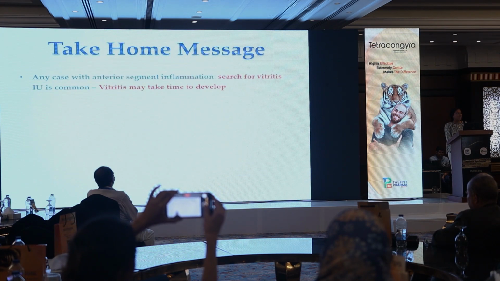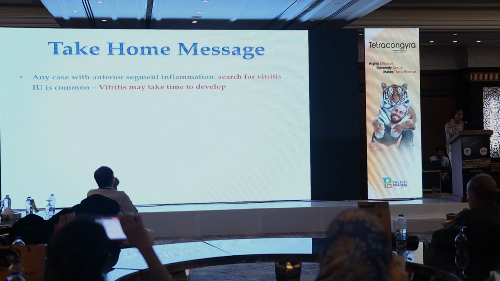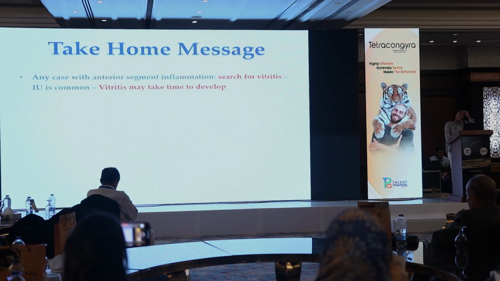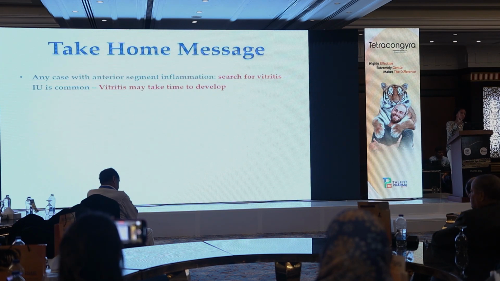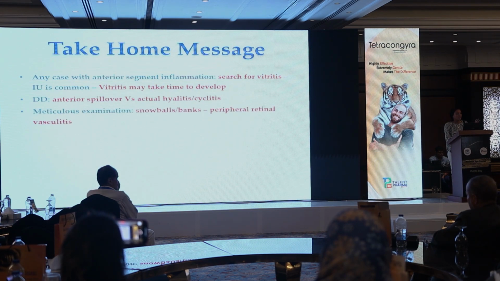So my take-home message is, in any case with anterior segment inflammation, please dilate the patient well and search for vitritis, because intermediate uveitis, in my opinion, is as common as anterior uveitis. And beware that sometimes vitritis might take time to develop. In cases of acute pars planitis, they come in at first presentation with bilateral acute non-granulomatous anterior chamber inflammation, and then 1 week later I find that they develop the vitritis. Please differentiate between anterior spillover versus actual hyalitis or cyclitis. With meticulous examination, you might be lucky enough to find snowballs or snowbanking and peripheral retinal vasculitis.